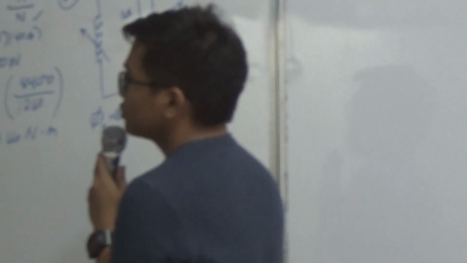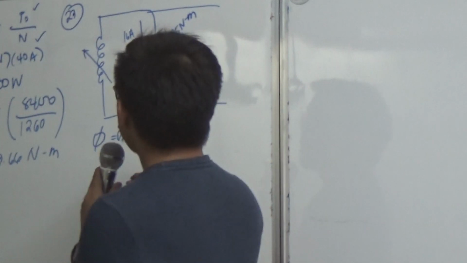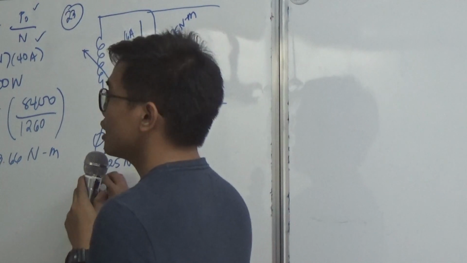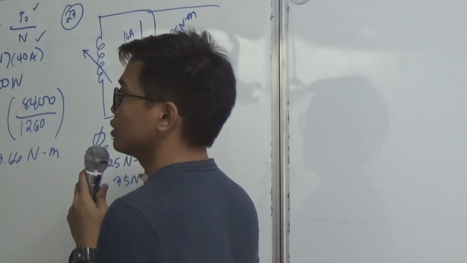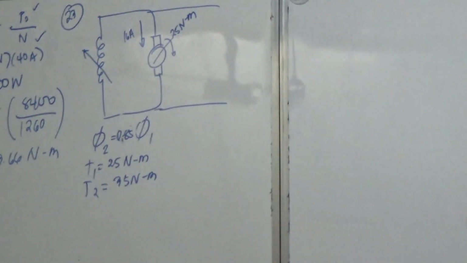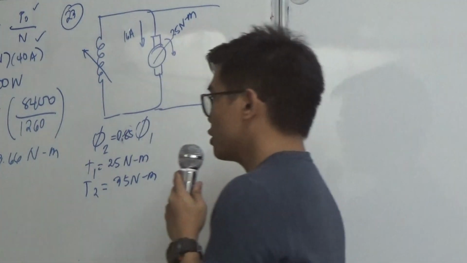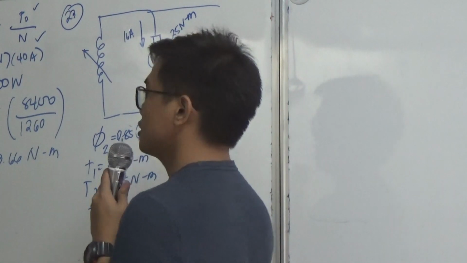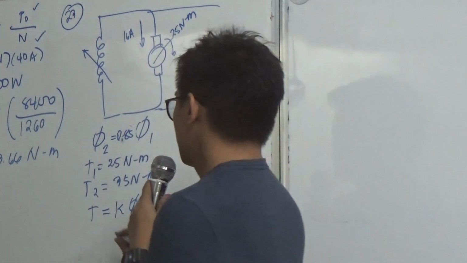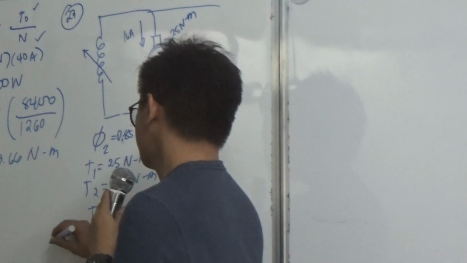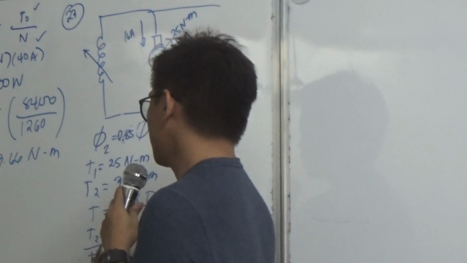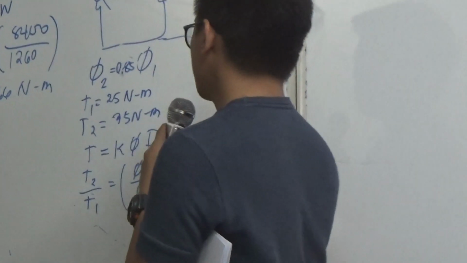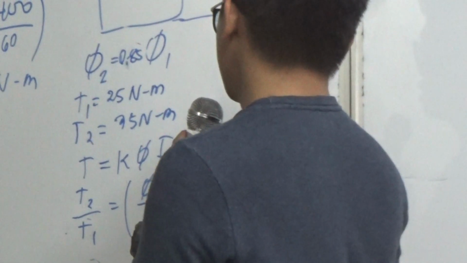So yung bagong torque mo increases to 35 Newton meter. So T1 mo is 25 Newton meter, then yung T2 naging 35 Newton meter. Determine the armature current at this new value of torque. So this is ratio and proportion. That will be T is equal to K flux IA. Shunt lang naman siya. So torque 2 divided by torque 1 is equal to the ratio of flux 2 divided by flux 1 multiplied by IA2 over IA1.